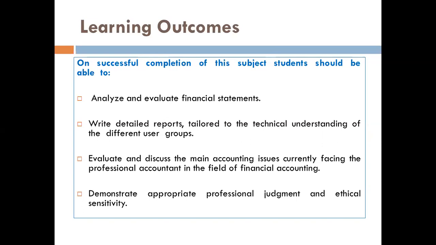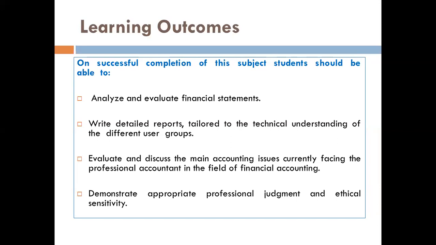Evaluate and discuss the main accounting issues currently facing the professional accountant in the field of financial accounting. I have talked already about the current issue of COVID-19, but we also have new standards coming in. We have, for example, IFRS 17 as a new standard, but we also have previous current standards like IFRS 16, which is about leases, and IFRS 15, which is about revenue recognition of revenue from contracts with customers.